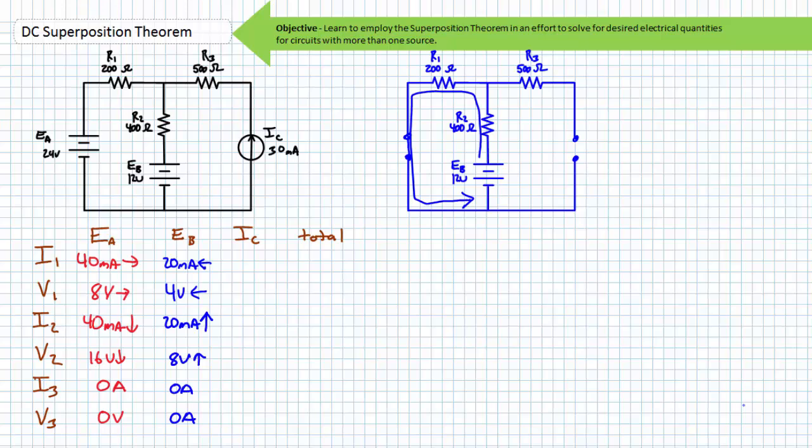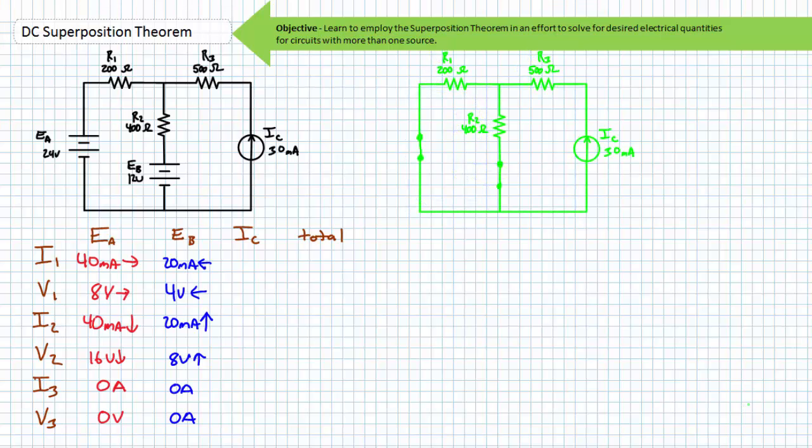The voltage drop across resistor 1 is 4 volts, positive to negative, right to left. The voltage drop across resistor 2 will be 8 volts, positive to negative, bottom to top, and resistor 3 will experience no voltage drop. From the perspective of the IC current source, both EA and EB are replaced with short circuits, meaning current will be confined to the following paths.